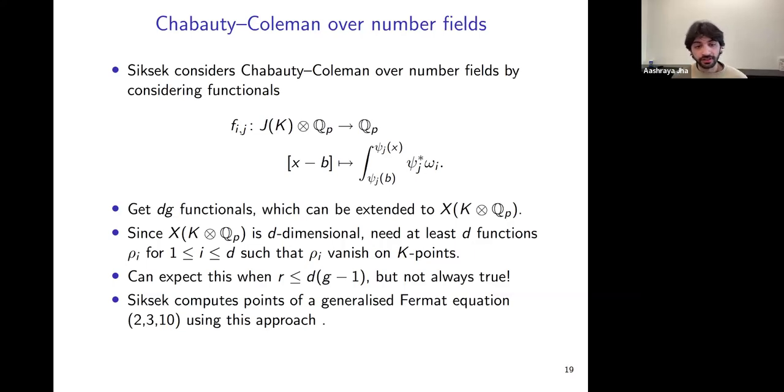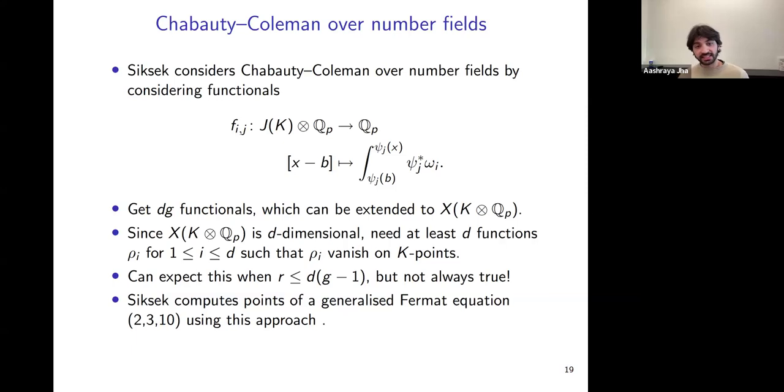Now I want to come to the number fields part. So Sixsec first tried this based on a suggestion by Weatherall, where now instead of just considering one functional, because you're working over a number field K, you look at these psi j's and they give you different functionals to work with. And we get dg of them. And then we can pull them back again and then extend to the whole p-adic manifold.